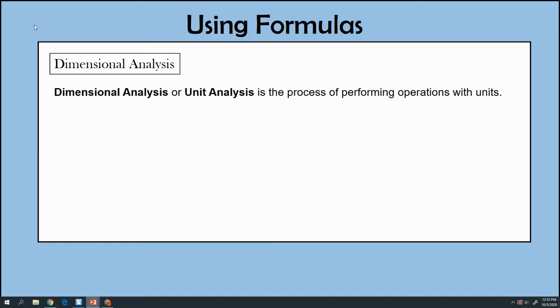And what that means is we'll be given units to start with, and we'll be asked to maybe answer a question in a different set of units. And we have to think about how we're going to make that conversion throughout the process.